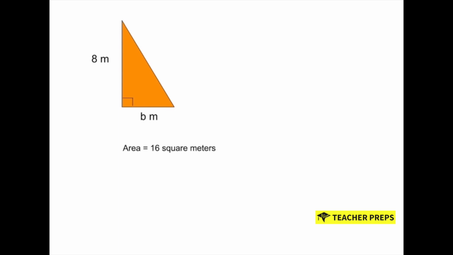We have a triangle, and they give us the area being 16 square meters. We know one side of our triangle is 8 meters, and we know the other side is b meters. We want to know, what does b have to equal for the area to be 16 square meters?